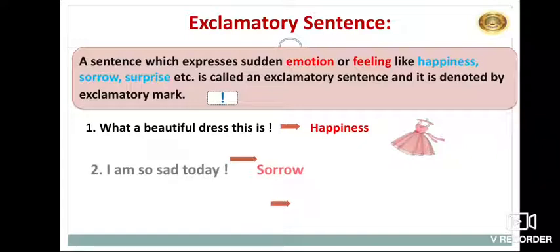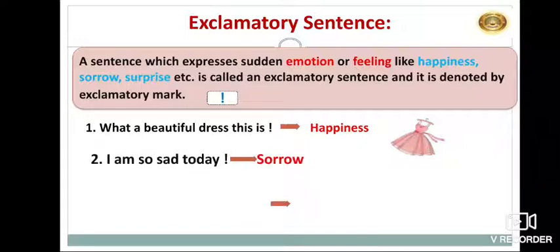Now see the second sentence. I am so sad today! Now something has happened and you are very sad. So you are expressing your sorrow by stating that I am so sad today. So we express it by putting an exclamation mark. That is an exclamatory sentence.